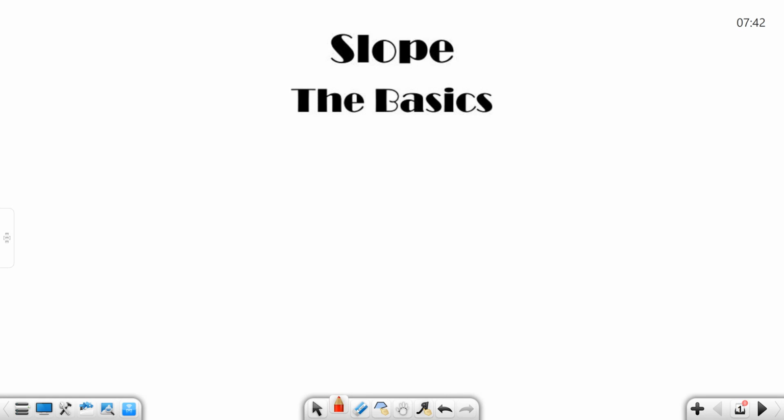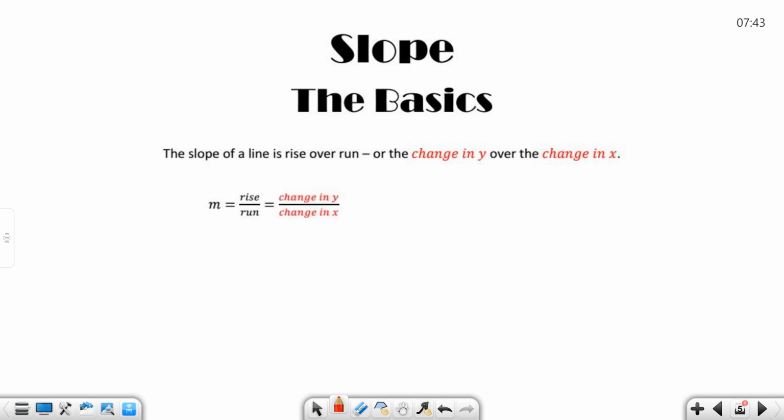Slope, the basics. The slope of a line is rise over run, or the change in y over the change in x. We typically use m for slope. So that's the rise over run, or we could say the change in y over the change in x. Another way to write that is to use this Greek letter delta here, okay? Delta y over delta x, and delta is read "change in." So if you see delta in math or science, it typically means there's some sort of change there.